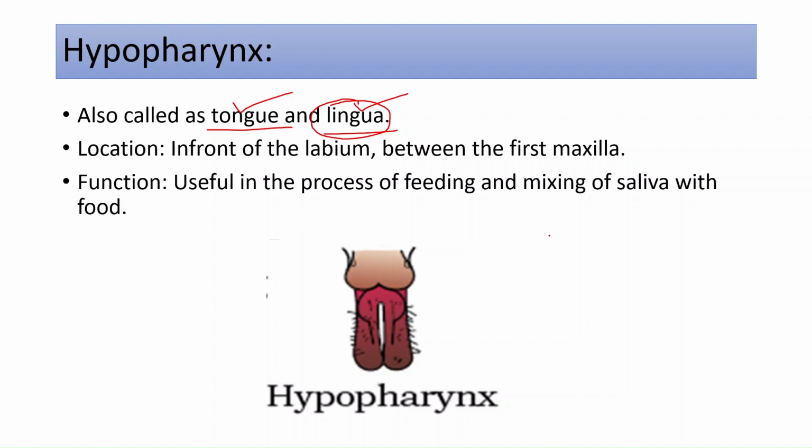See, at the base of hypopharynx, we have salivary ducts or salivary glands. Glands means they will secrete something. Salivary glands means they will secrete saliva, right? So, salivary glands are present at the base of the hypopharynx. These salivary glands will secrete saliva. So, the function of hypopharynx is to mix the saliva. See, mixing of saliva with the food. So, it will help in mixing the saliva with the food because there are salivary ducts or salivary glands present at the base of the tongue. Okay. So this was all about the different mouth parts of the cockroach.